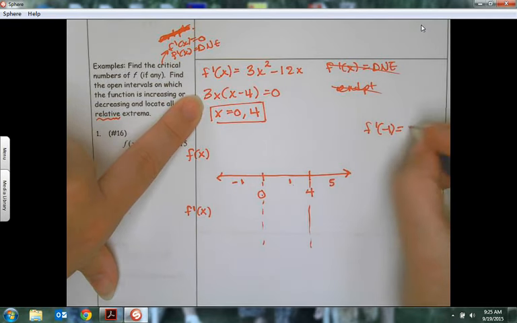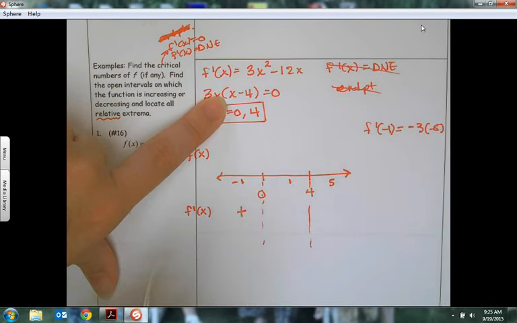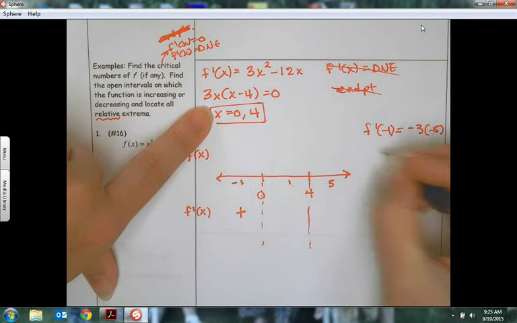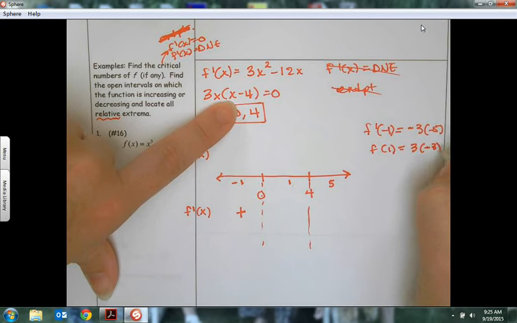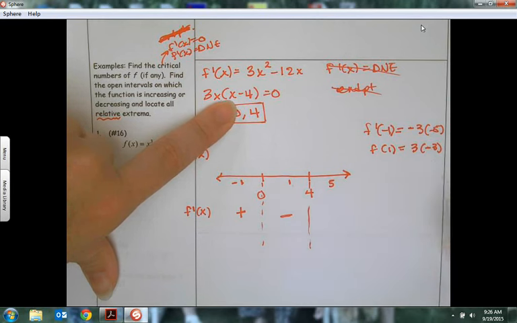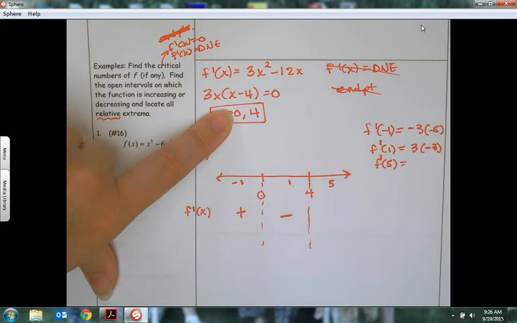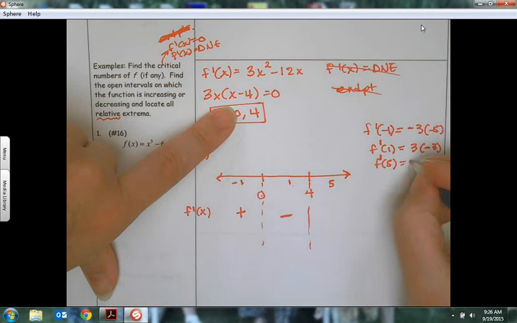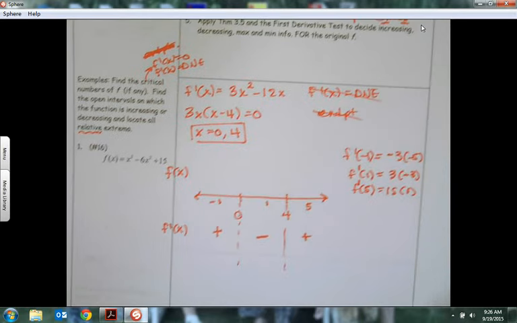So -1, plug it into f prime of x. That would be -3 times -5. A negative times a negative is a positive. Let's go find f prime of 1. That would be 3 times -3. A positive times a negative is a negative. So you don't actually have to compute everything. You just need to know if they are positive or negative values. Okay, I plug in 5. And that would be 15 times 1. That is a positive value. So that's for f prime.